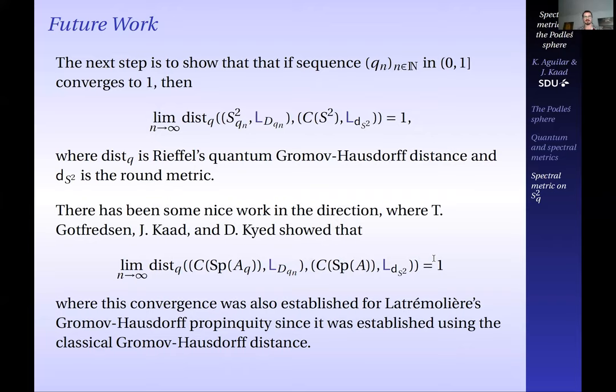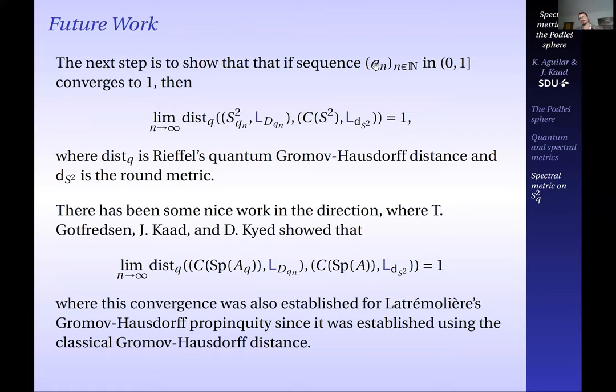This talk and this paper are on the arXiv. I'll put the arXiv number in the references. You'll see that we have that this is a quantum metric space. Now, next is to show convergence. So here we have the future work.